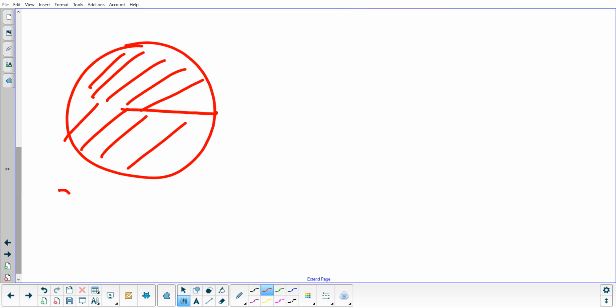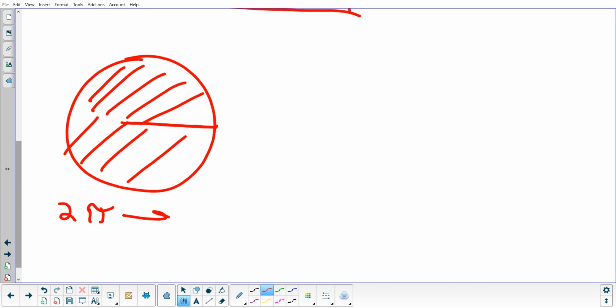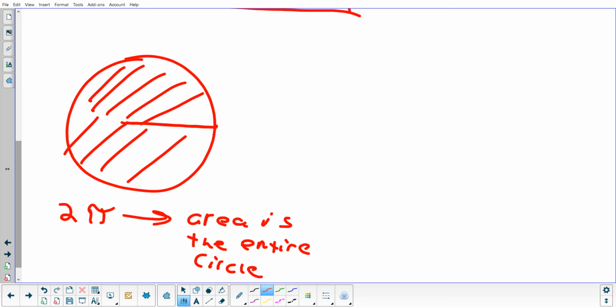2 pi, yes. So if your angle is 2 pi, the area is the entire circle. This is a fact that's definitely true, like saying in 1 foot there's 12 inches. If your angle is 2 pi, your area is the whole circle. That's true. The only thing we need to know is what's the area of an entire circle.